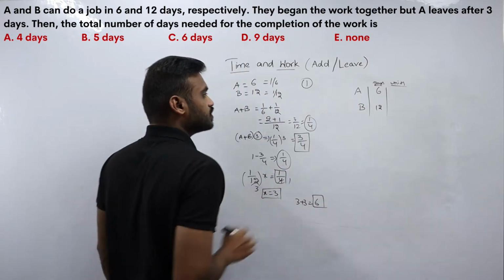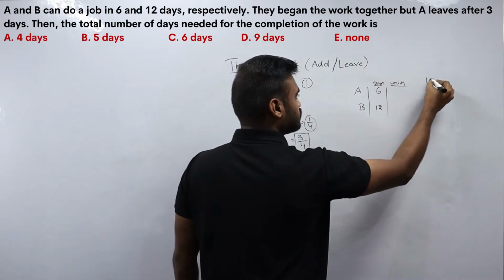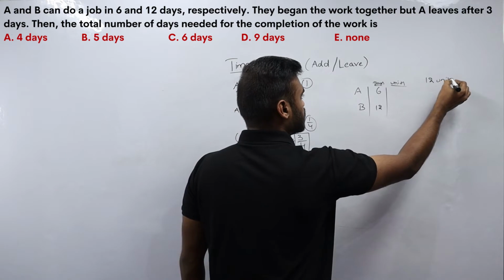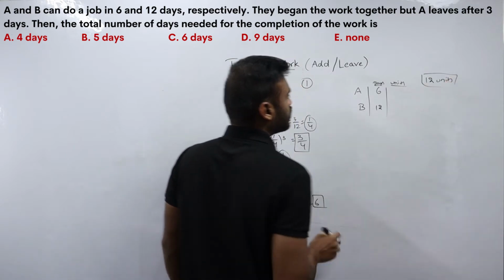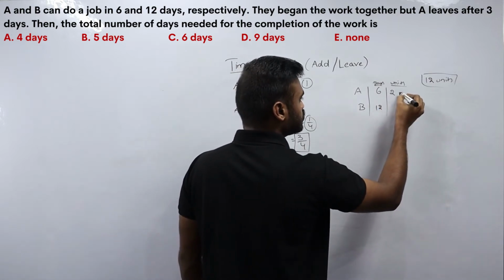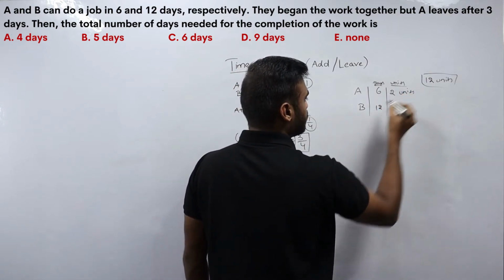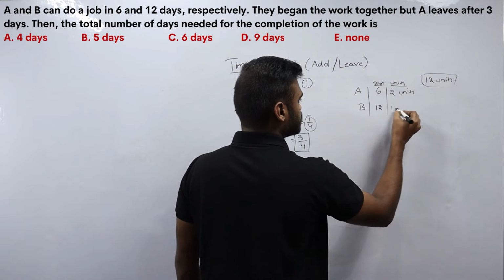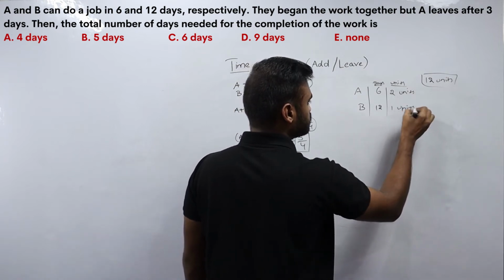Now the LCM of 6 and 12 is 12 units. So the total amount of work to be done is 12 units of work. Now A is completing 12 units in 6 days, so per day A is doing 2 units of work. Per day B is doing 12 by 12, that is 1 unit of work.